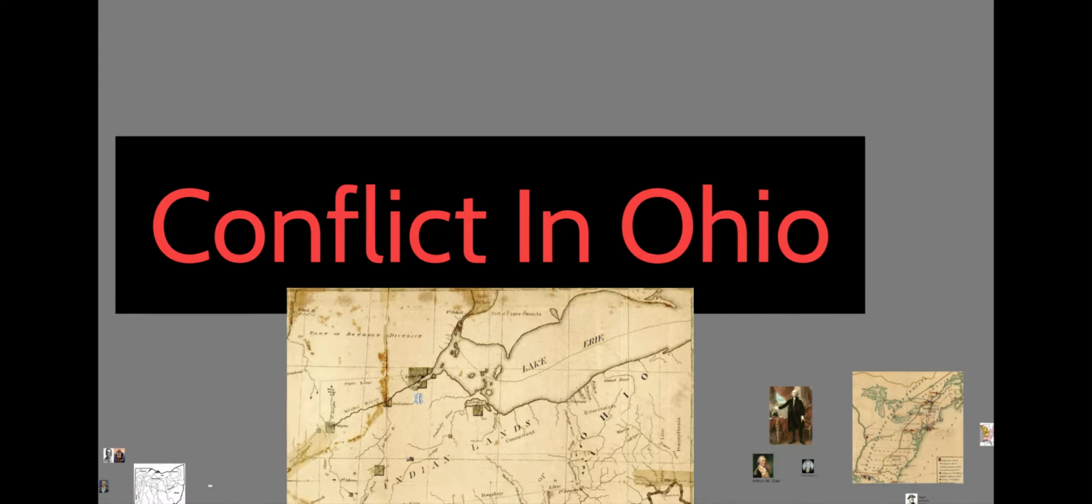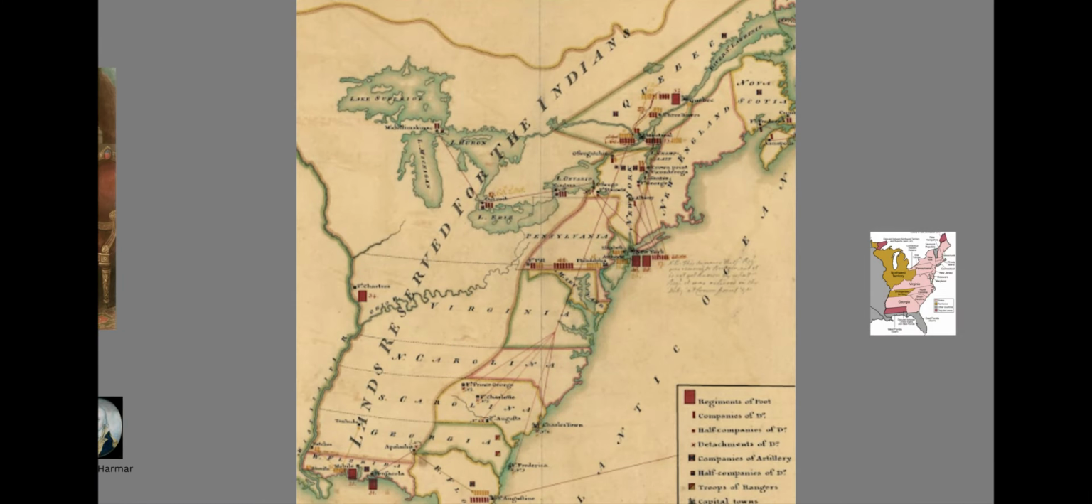So, conflict in Ohio, and I want to show you this. This is a map I showed you a few lessons ago, showing that proclamation line that was set out by King George III. This was one of the leading causes of the colonists being upset with the king, because during the French and Indian War, he had promised them land as payment for helping him win, right? And at the same time, he promises the Native Americans living in that area that he would let them keep that land, which is kind of a strange promise to make, because that was their land to begin with. But he promised them that his colonists would not go past that line.